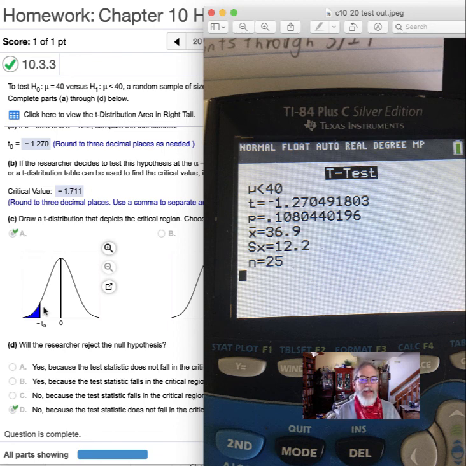The two methods always agree because as we get closer to the mean, the probability is going to get larger and larger, all the way up to 0.5 if we actually got the value of the mean for our hypothesis test. All right, so that's it.